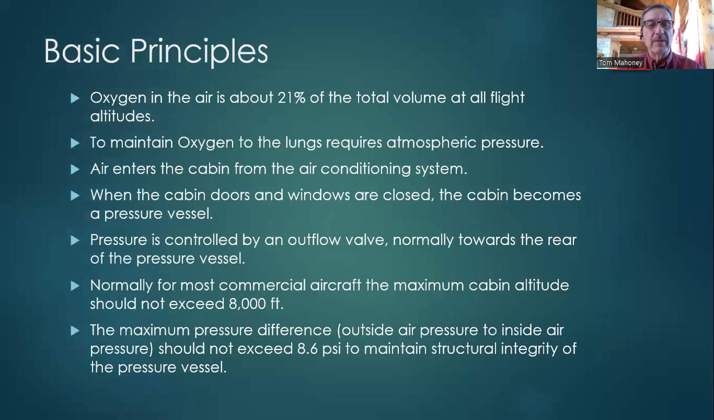Again, the basic principles: oxygen in the air is about 21% of the total volume at all flight altitudes. To maintain oxygen through the lungs requires atmospheric pressure. Air enters the cabin from the air conditioning system. When the cabin doors and windows are closed, the cabin becomes a pressure vessel. The pressure is controlled by an outflow valve, normally towards the rear of the pressure vessel.